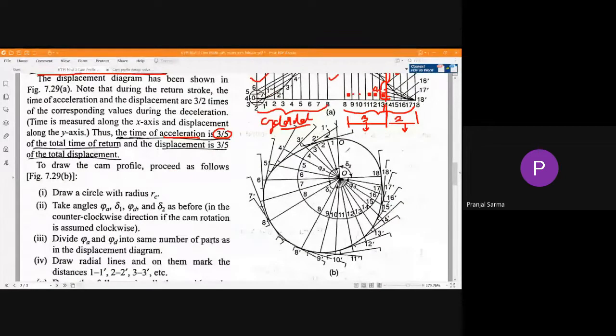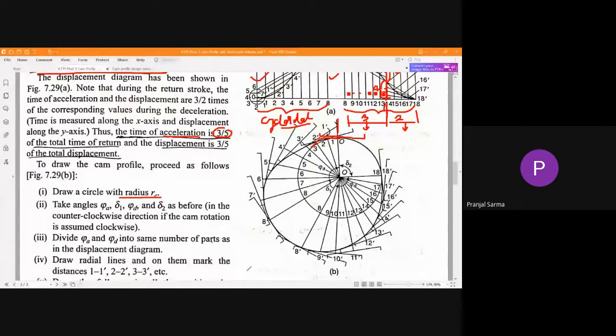Okay, so after that, considering the roller's minimum radius, we have drawn that circle. Then we consider the vertical position of the initial position of the follower we have, a flat-base mushroom follower. After that, we have divided the different angles here: first the ascent stroke angle, then the dwell, then the descent stroke angle, and then automatically this remaining angle becomes the next dwell.